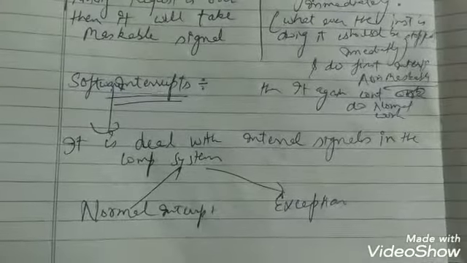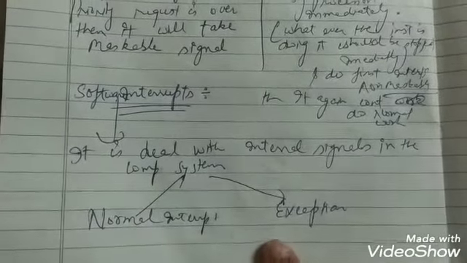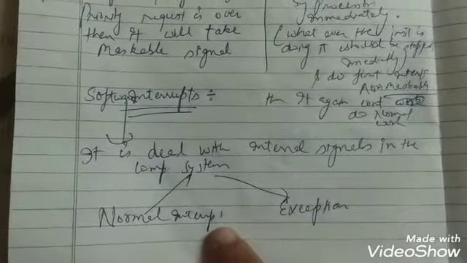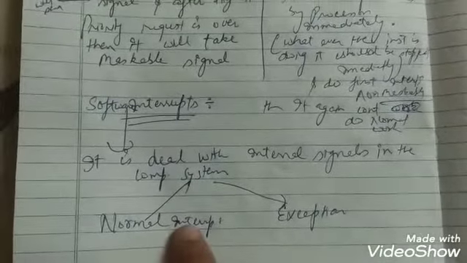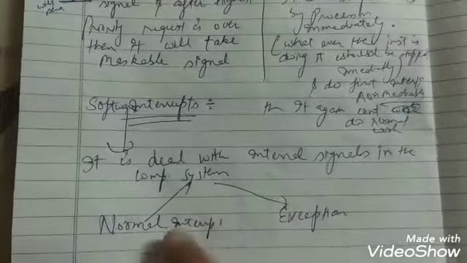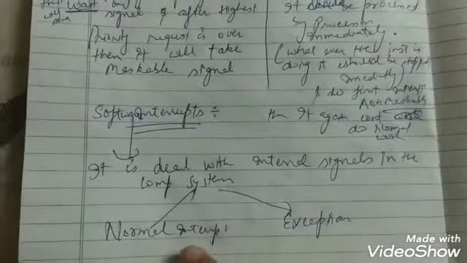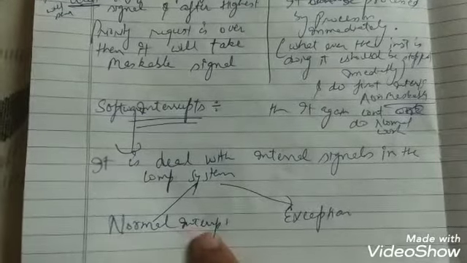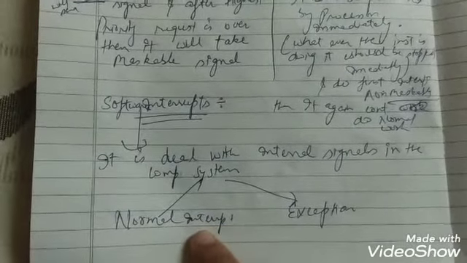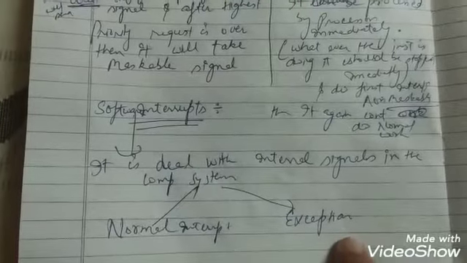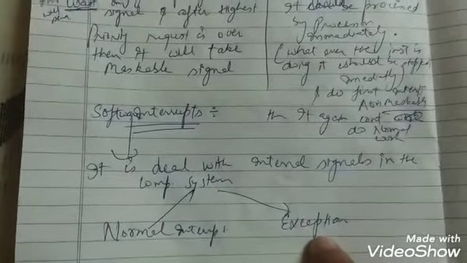Software interrupts deal with the internal signals in the computer system. Software interrupts are further categorized into two parts: normal interrupt and exception interrupt. The interrupt caused by a software instruction is called a normal interrupt, and exceptional interrupts are those interrupts which are unplanned.